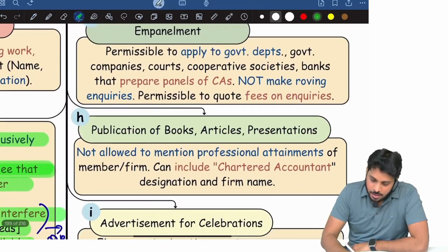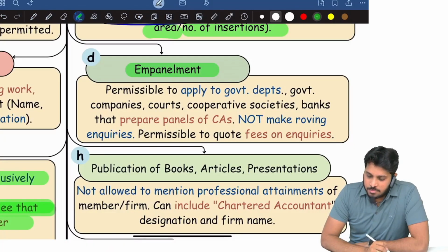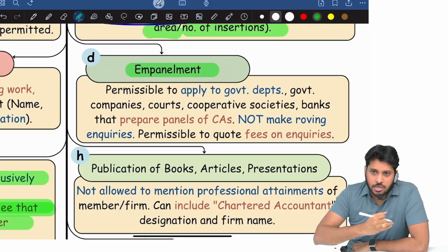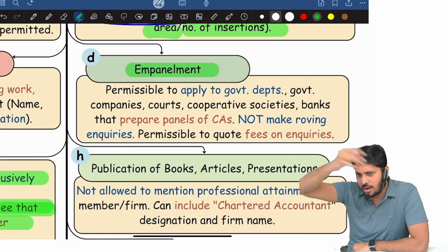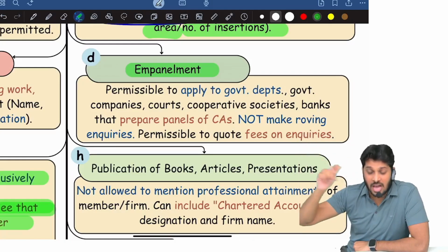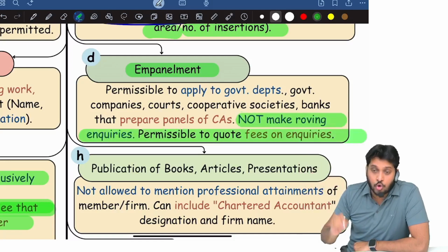Next. Can a CA apply for empanelment? Absolutely, you can go and apply for C&AG empanelment, RBI empanelment, IRDA empanelment, all empanelments you can apply, no problem at all. However, you should not make any roving inquiries.